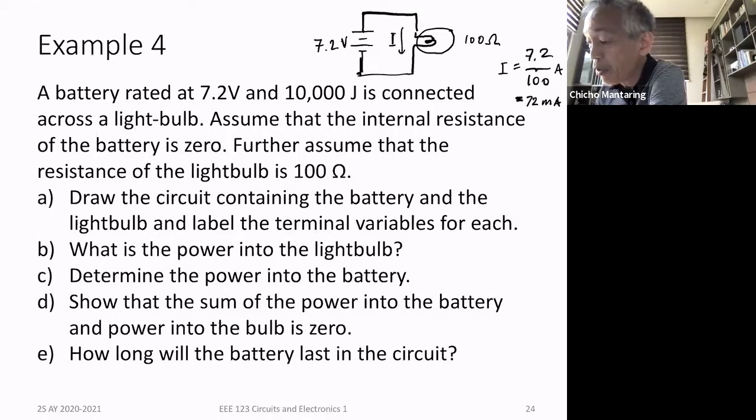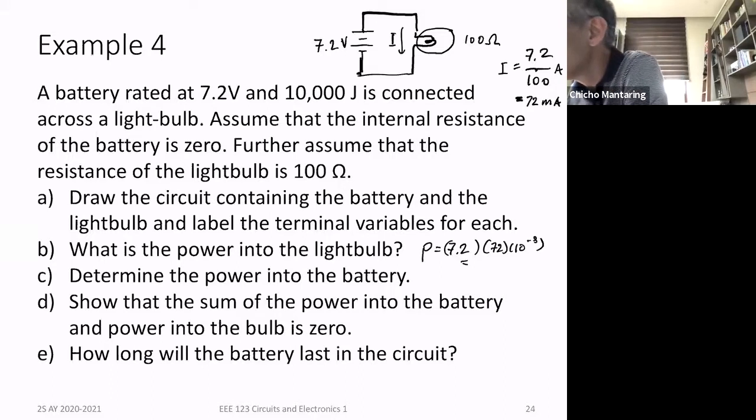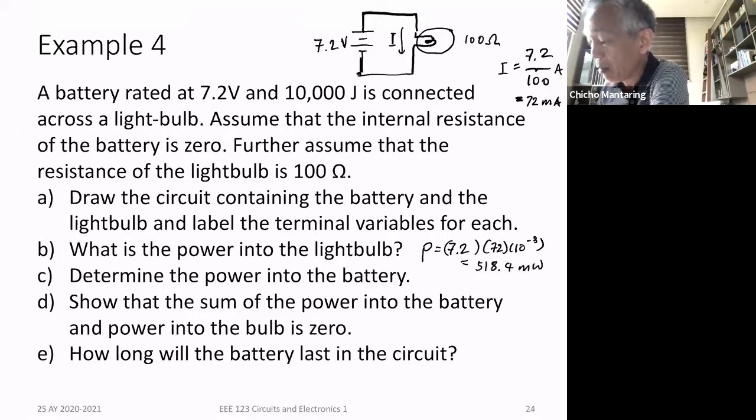Now, what is the power into the light bulb? The voltage across my light bulb is 7.2 volts. The current is 72 mA. So my power is equal to 7.2 times 72 times 10 to the minus 3. And I'm going to get, let's see, yeah, 518.4 milliwatts.